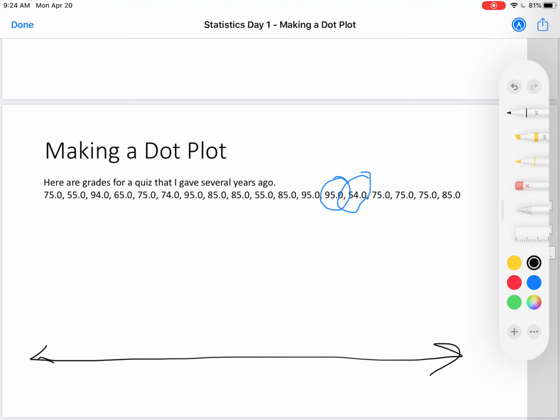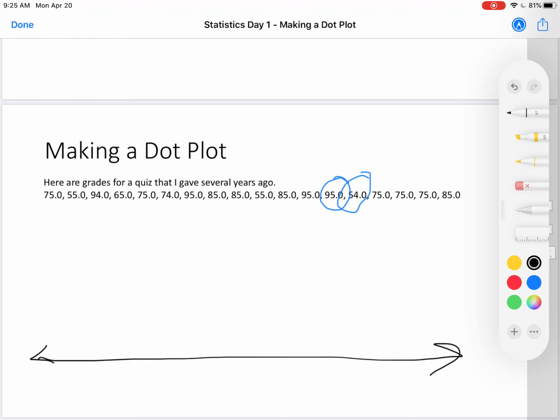I could go by ones, 54, 55, 56, 57, 58, etc. But that seems like an awful lot of tick marks and an awful lot of numbers, and it's more information than I really need. So instead, I could go by 20s. I could say 40, 60, 80, 100, 120. That seems like not enough information. That seems like they're too far apart and I'm going to have a bunch of dots without any information about what their actual values are.